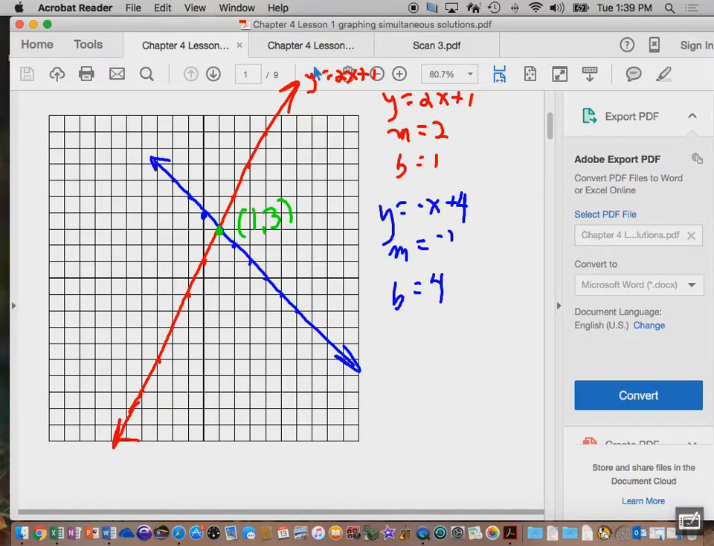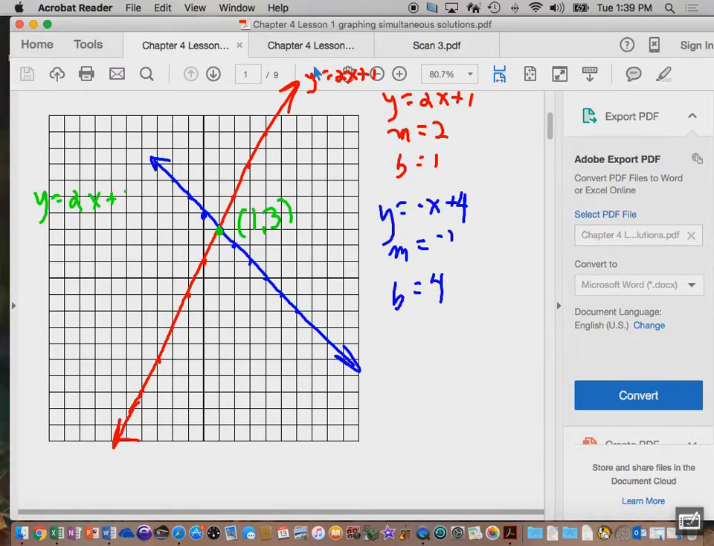Remember, the red line is a picture of every single point that checks in the red equation. The blue line is a picture of every single point that checks in the blue equation. The green dot is the only point, the one and only one point, that checks in both equations. Now let's show you how to do the check.